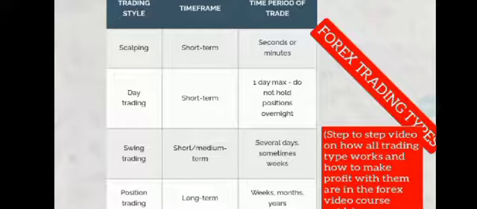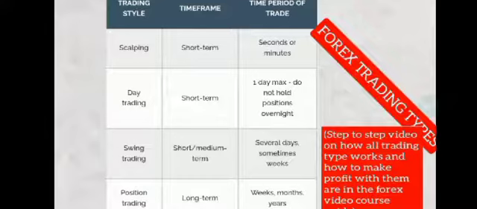Now there is the trading style. Every trader has a trading style they trade with. The trading styles are grouped into four: scalping, day trading, swing trading, and position trading. Scalping is a short-term type of trading in which traders make use of short time frames like minutes and seconds. Like I explained in the previous video, about 1 minute, 5 minutes, 15 minutes.